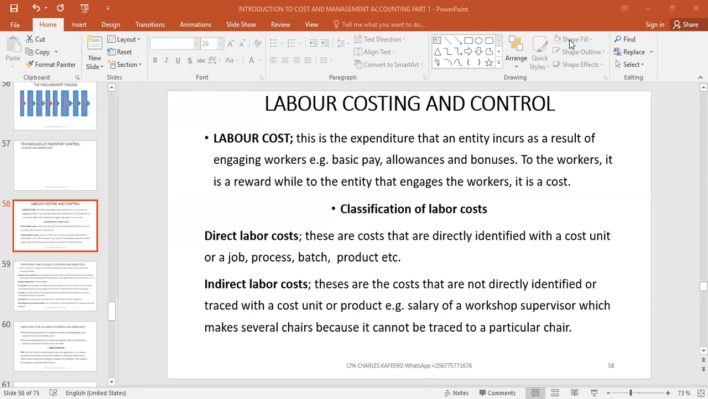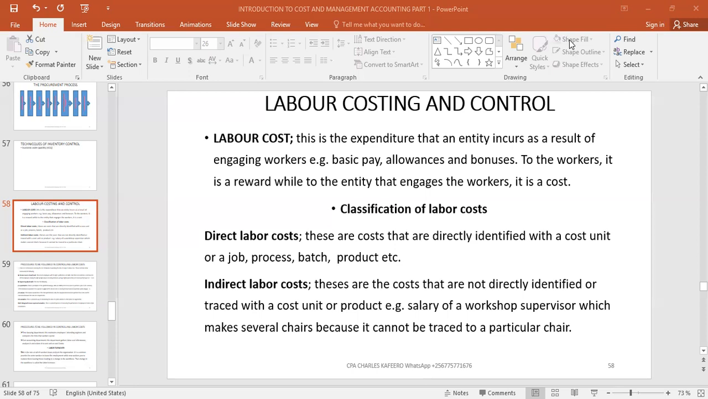So you should know that when we are employing workers, for them, whatever money we are paying to them, they see it as their reward for the work they are doing for the organization. But to the entity or to the business or to the company, it's an expense. When you're paying out money to employees, those become the operating costs of the business.